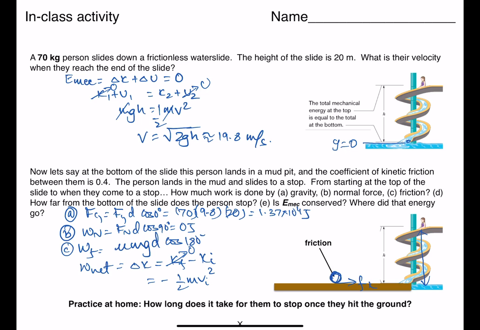Whatever energy the person initially had, by the time that person reaches this point, everything is lost. Energy initial equals energy final because they come to rest and are not moving. Because of friction, you lose all that energy. The other way to write that down: net work equals change in kinetic energy, which is the negative work done by friction.